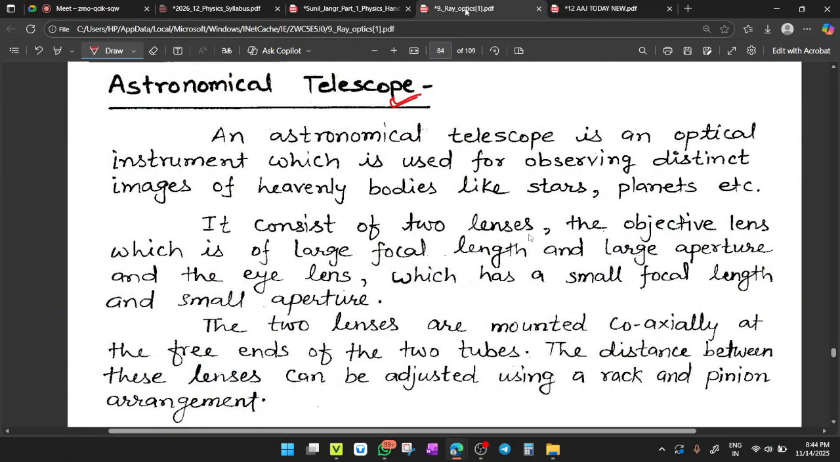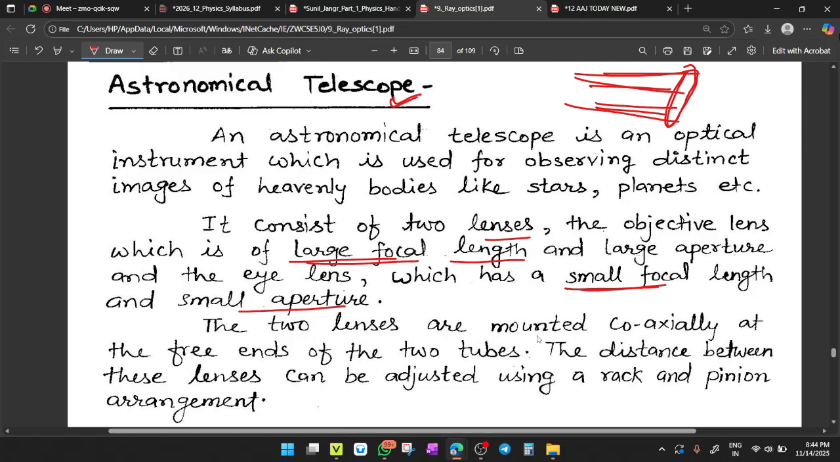Okay, so it consists of two lenses. The objective lens is actually used to gather all the light, which has a large focal length. Yes, because it has to focus large-distance objects like planets and all. So it should have a very large focal length and a large aperture also. That's why it can gather most of the light and give you a brighter image. Yes, and the eye lens has a small focal length and a small aperture. Clear or not?